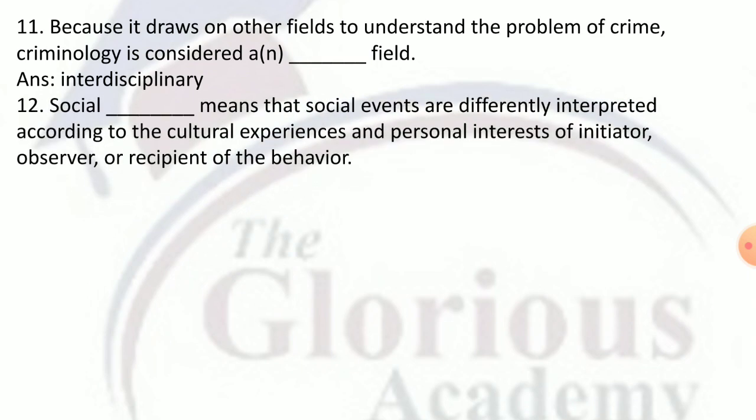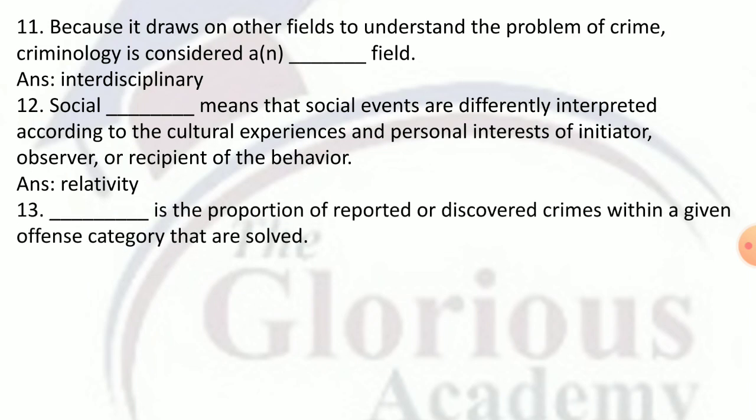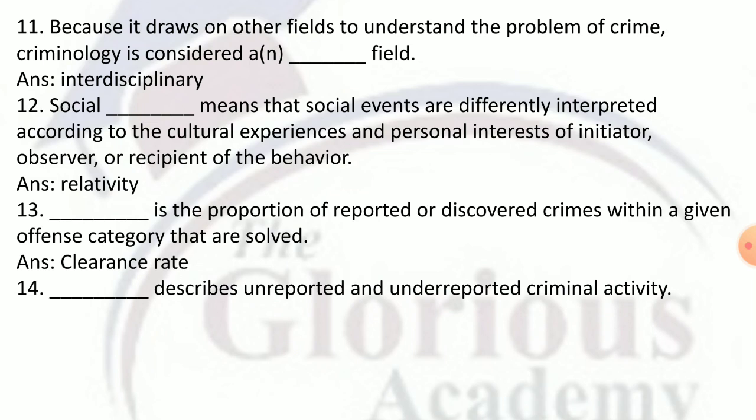Social dash means that social events are differently interpreted according to cultural experiences and personal interests of initiator, observer, or recipient of behavior. Relativity. Social relativity means that dash is the proportion of reported or discovered crimes within a given offense category that are solved. Clearance rate is proportion. Dash describes unreported and underreported criminal activity. Dark figure of crime.